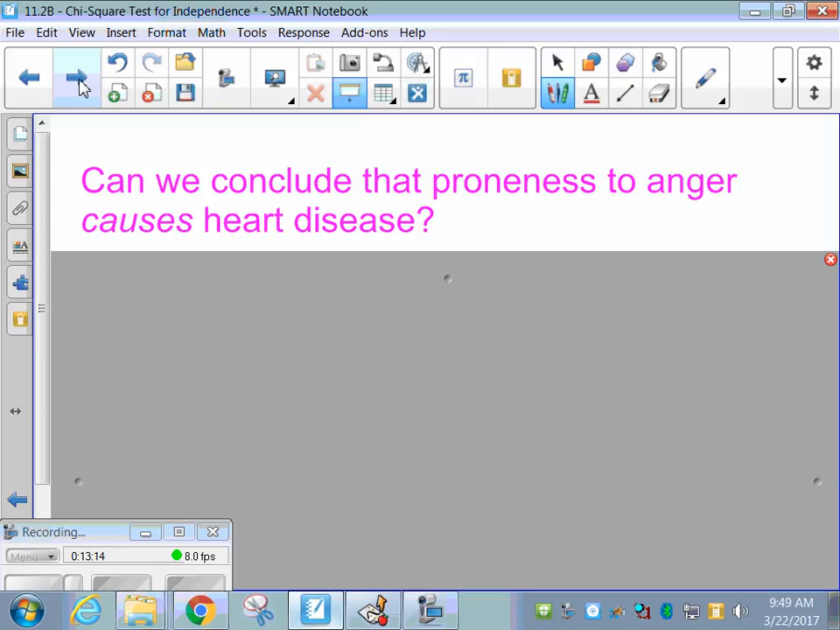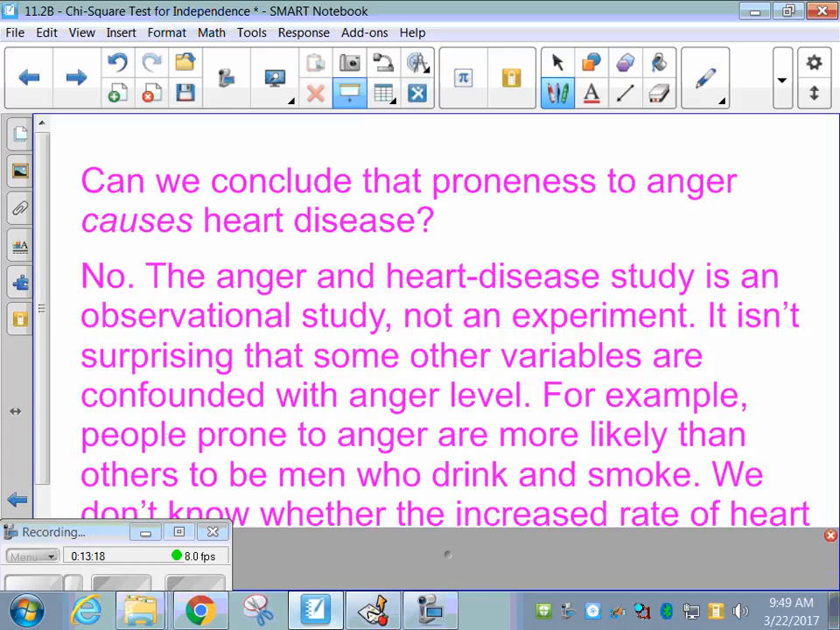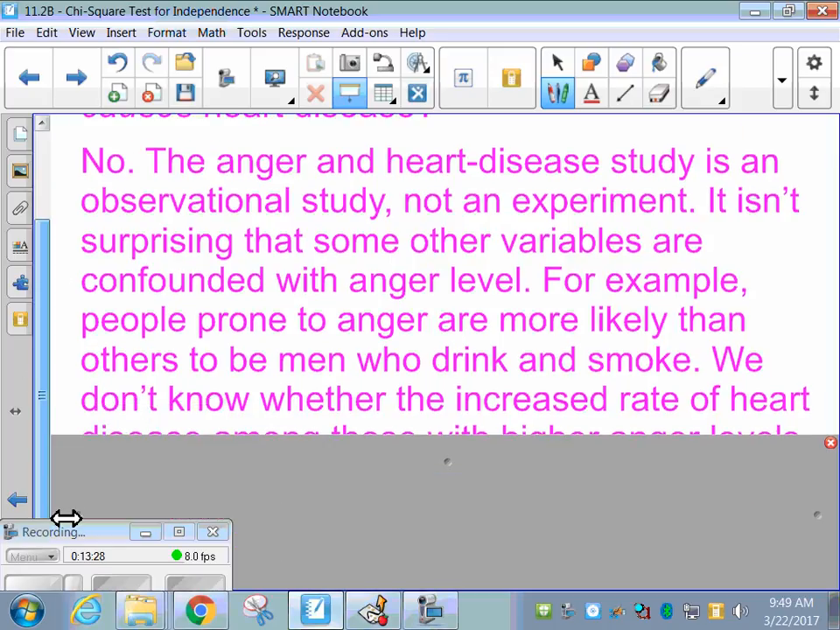And then we went ahead and put them in groups. So the people already had a condition. So, nope, the anger heart disease study is an observational study, not an experiment, so we cannot conclude cause and effect. It isn't surprising that some other variables are confounded with anger level. All right, there could be confounding. For example, people prone to anger are more likely than others to be men who drink and smoke. That's what the book said, all right?